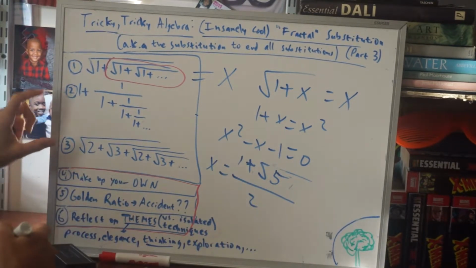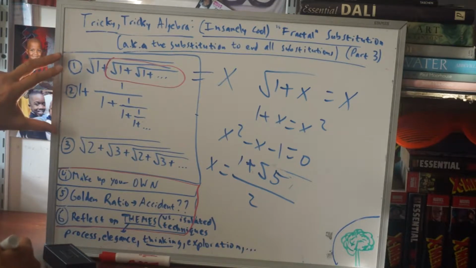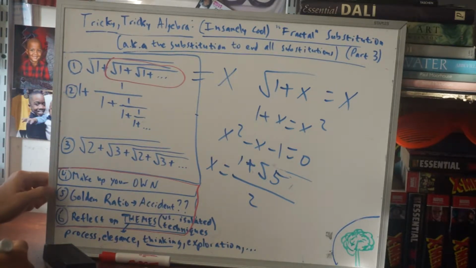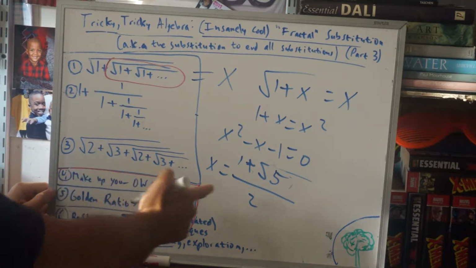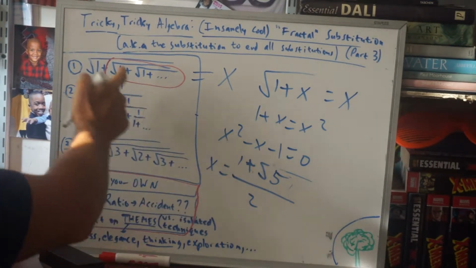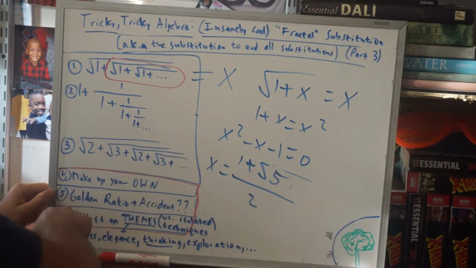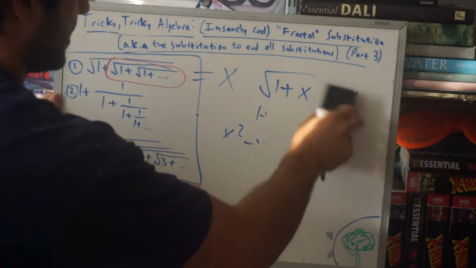Now, as we're going to go through these, well, most of these, for number 5, these are things for you guys to do on your own. So for number 5, I want you to think about, is it an accident that this sort of process gave us the golden ratio? So let's do the next one.